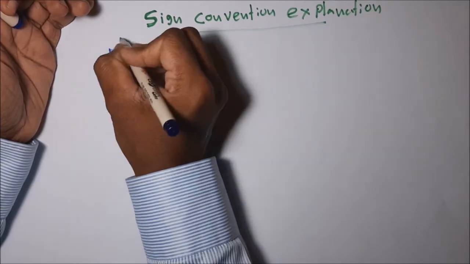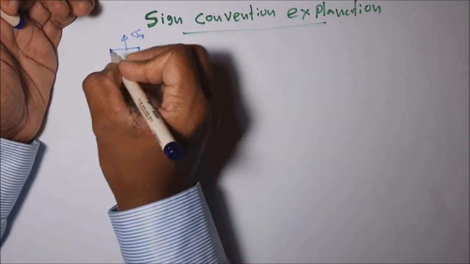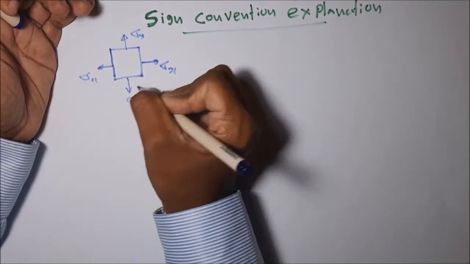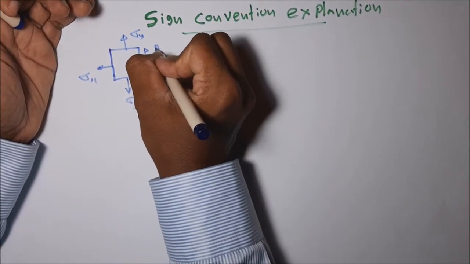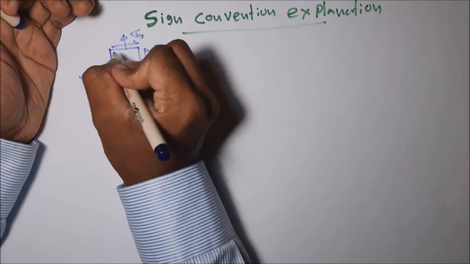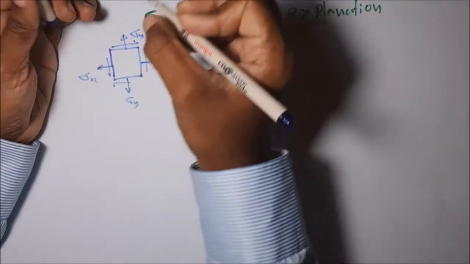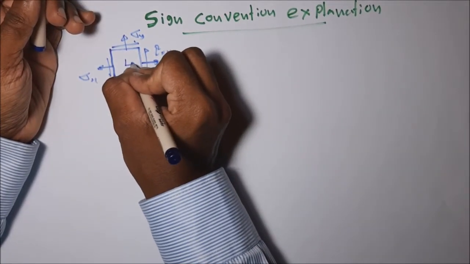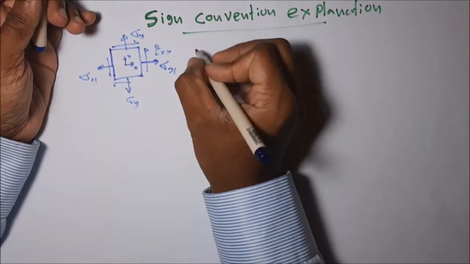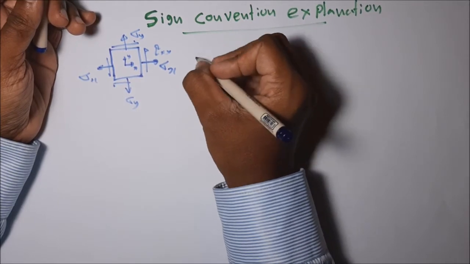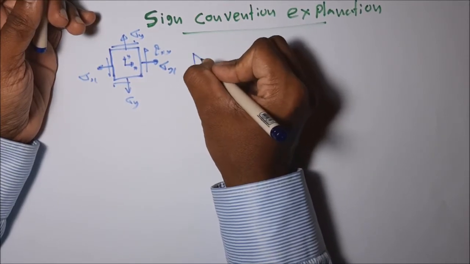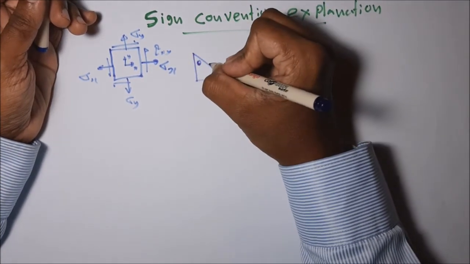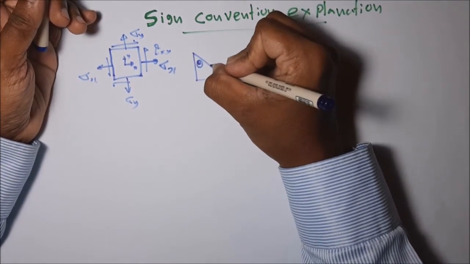Sigma x, sigma y, here sigma x, sigma y, here the tau xy. Then let's take another inclined plane also. Here are our coordinate directions x and y. Let's take the inclined plane at theta angle.